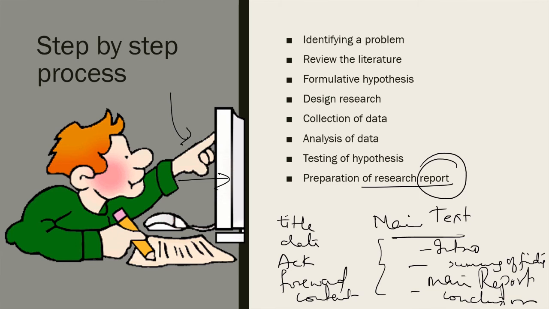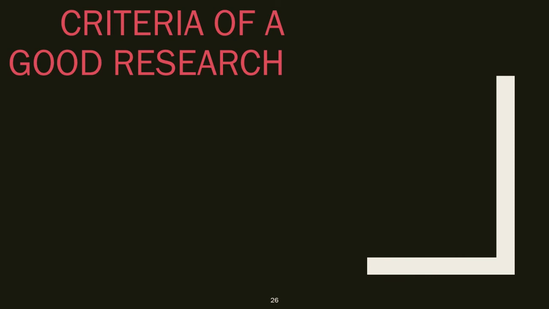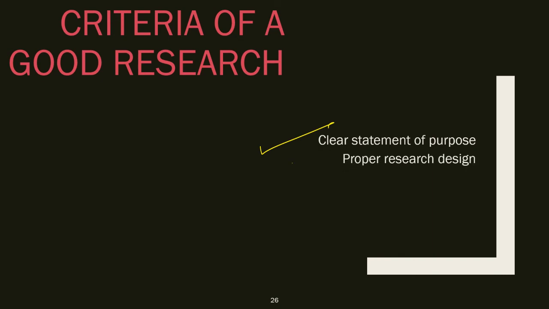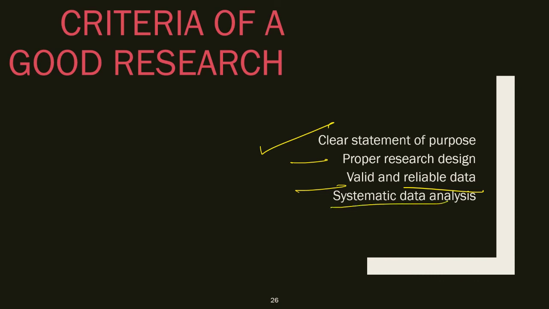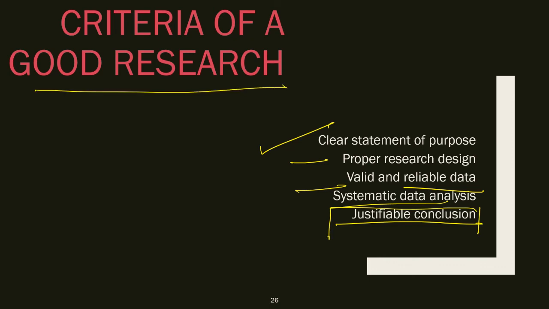Now, I will tell you what is the criteria of a good research. It should include clear statement of purpose. It should have a proper research design. It should be valid and it should have reliable data. That's very important and foremost quality. And then systematic data analysis should be there. Justifiable conclusion also should be there in a good research. So a good research is basically a systematic thing, and it has to be very, very logical.